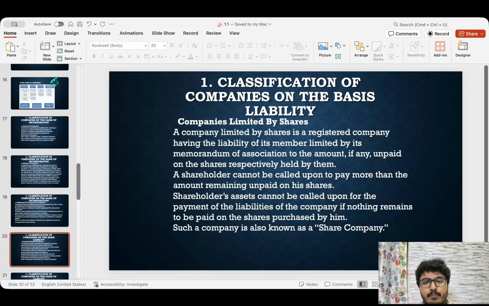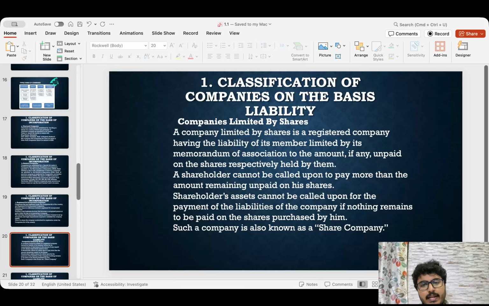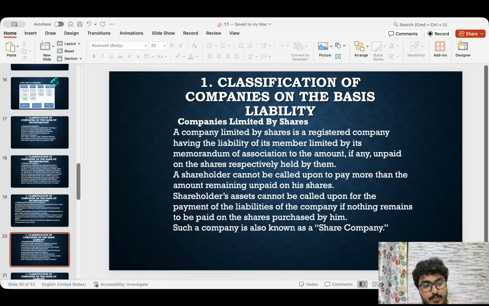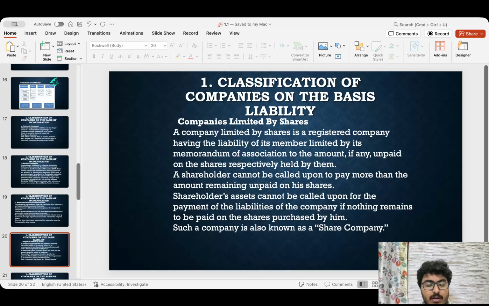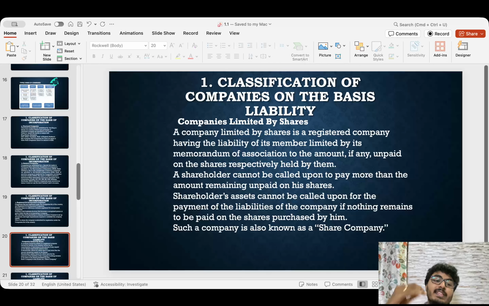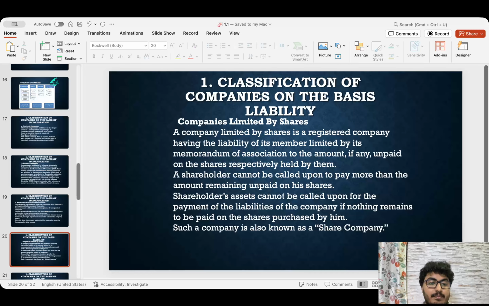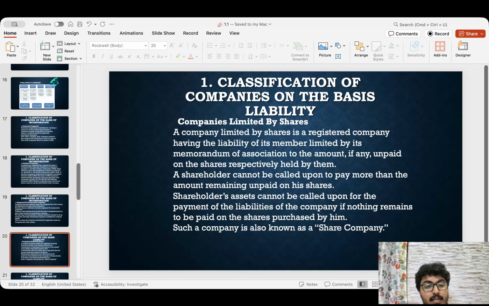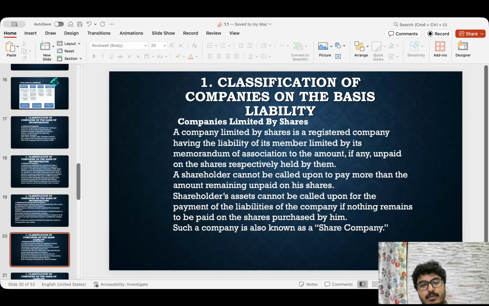So, next, the second classification, that is the classification of companies on the basis of liability. First, the company limited by shares. In a company limited by shares, the liability of the shareholder is restricted to the unpaid amount on their shares, and if the shares are fully paid, the shareholders are not personally liable for the company's debt. This form protects the personal assets of the shareholders, and it is the most common type of company structure in our nation.